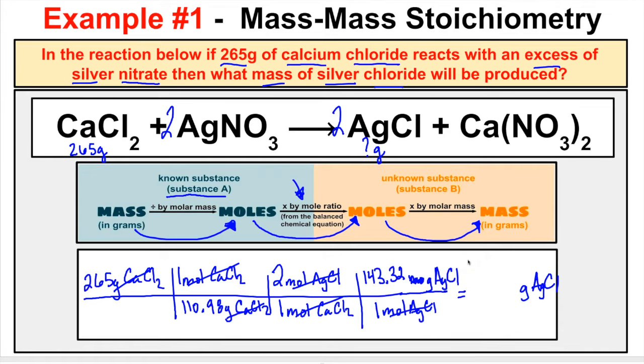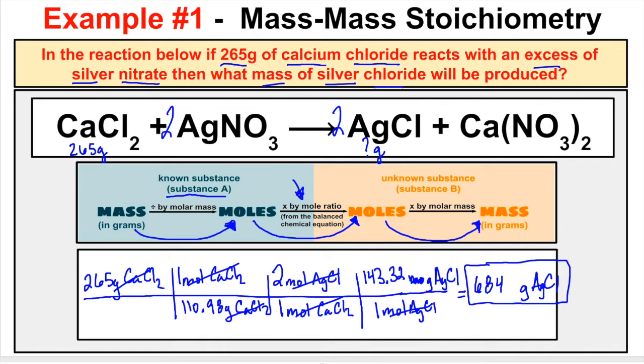So now we just plug this into our little calculator. We take 265 divided by 110.98 times 2 times 143.32, and if we take a look, our answer can only contain 3 significant figures here, and it looks like we are going to end up with 684 grams of silver chloride will be produced. So if we have 265 grams of calcium chloride reacting with an excess of this, it's going to end up producing 684 grams of silver chloride.